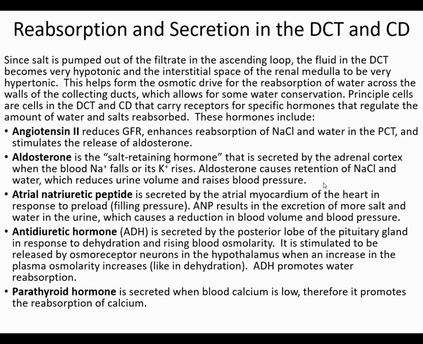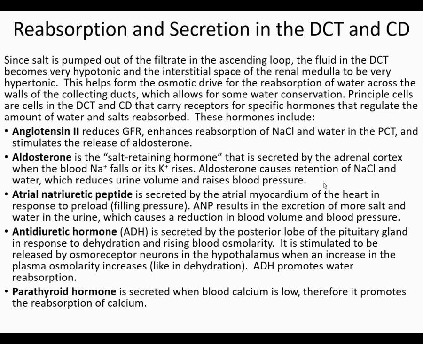All right, so we just talked about this, but since salt is pumped out of the filtrate in the ascending loop, the fluid in the distal convoluted tubule becomes very hypotonic. It's really diluted at this point. It's really watery, not a lot of solutes in it. Whereas the interstitial fluid in that interstitial space of the renal medulla is going to be very hypertonic. It's really salty because of that pumping aspect that we just talked about. This helps form the osmotic drive for the reabsorption of water across the walls of the collecting ducts, allowing for some water conservation.